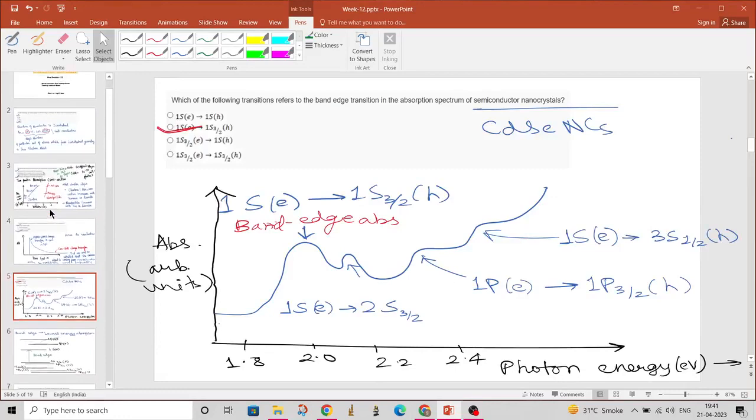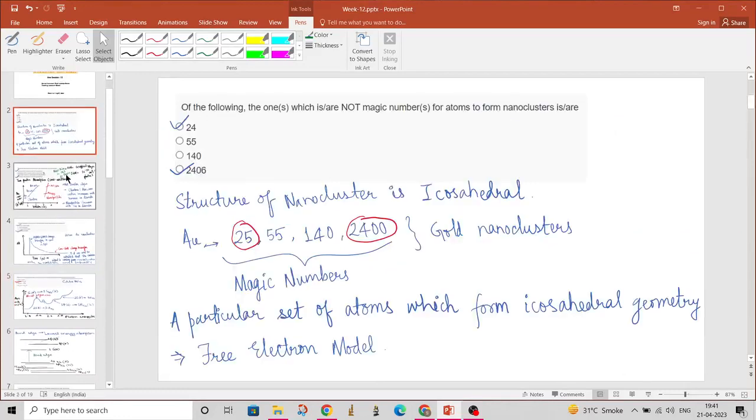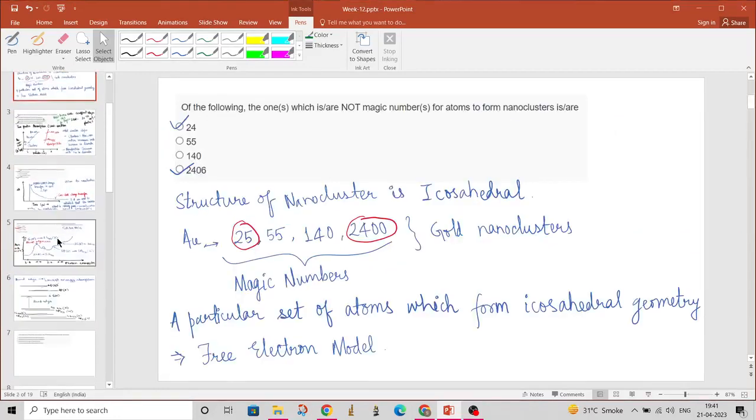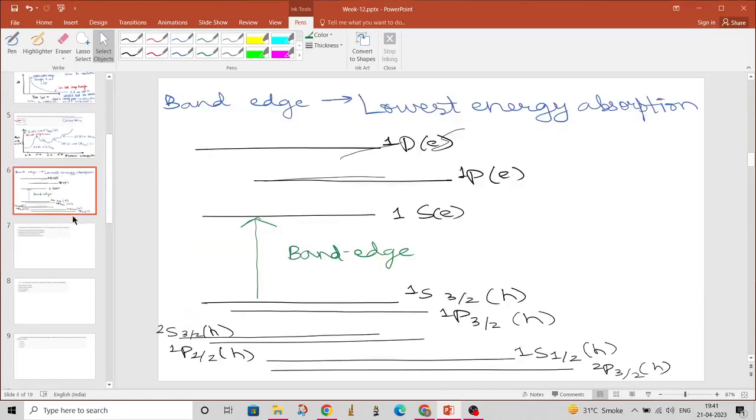Okay, I think the questions are going well. This was the last part of the course, which discusses the plasmonics and the excited state dynamics of these nanoclusters and nanoparticles.